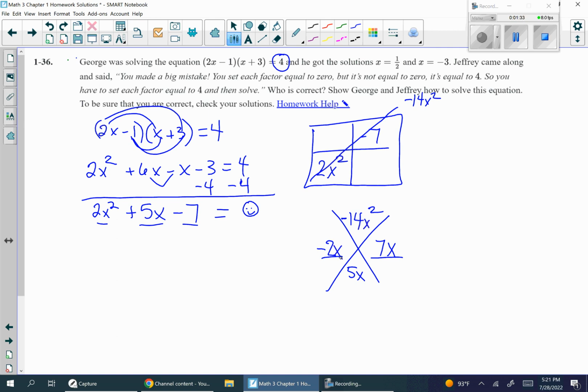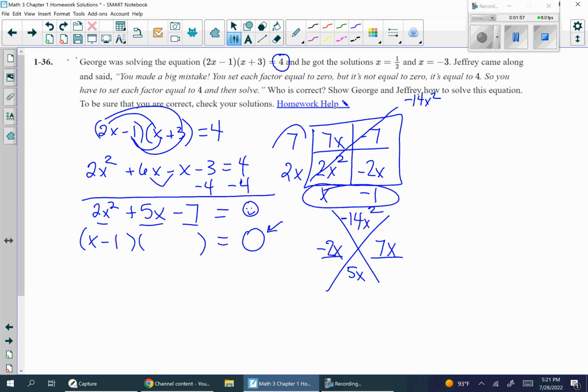I think that works. So those numbers, doesn't matter where, go up here, and we can use that to factor out. So if we come over here, we could put 2x here and x here, and then 7 goes here, and negative 1 goes here. Now we know we have factored, and it is equal to 0. That's the important value to have here. So we have x minus 1 and 2x plus 7.